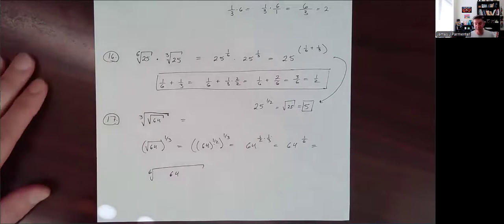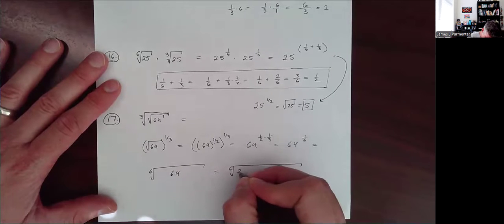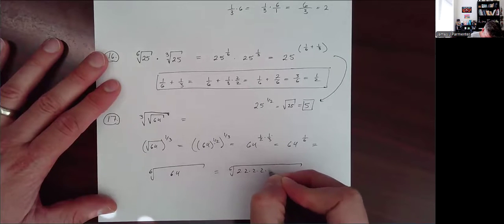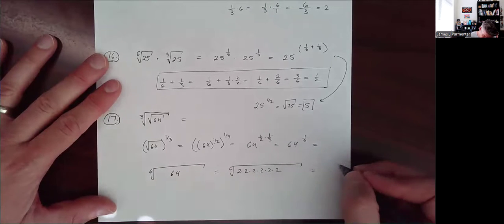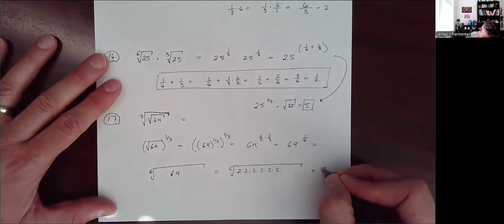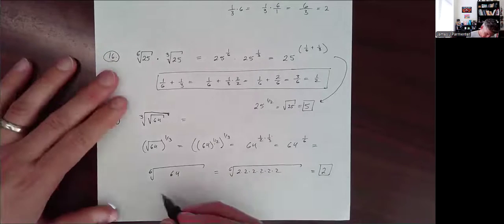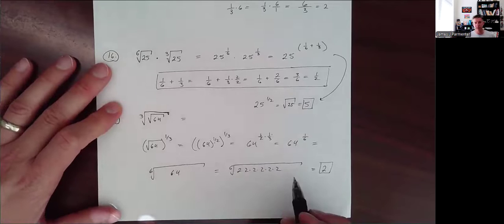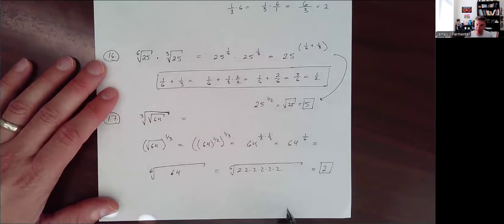64. I didn't mean to write that so big, sorry. But then 64 is exactly 2 times 2 times 2 times 2 times 2 times 2. It's 6 2s. So the 6th root of 64 is exactly 2. You might have been able to see that more easily if you hadn't done all this work, although I really wanted to show the work of writing a radical as a power to a power and then simplifying it that way by multiplying the powers.